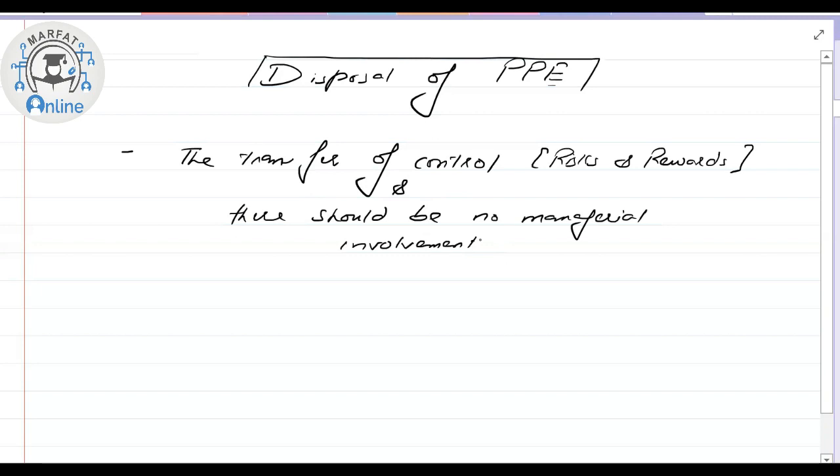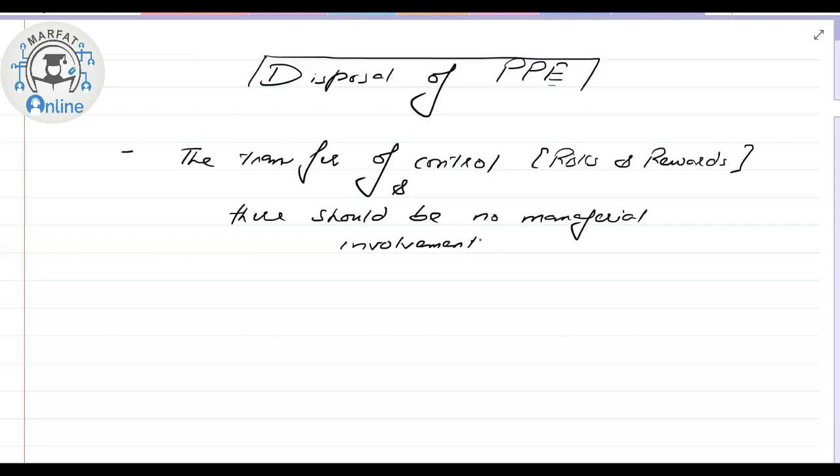Now, managerial involvement means that they should not have any sort of involvement in that disposal. For example, if the company is selling the asset and they include a clause in the contract or the agreement that we'll be using this asset as well, that means this is not a disposal because they have not transferred the control to the entity to which they are selling. Similarly, if they have a clause that we can rebuy this asset, repurchase this asset after 3 years, that means they have not transferred the control to the entity.